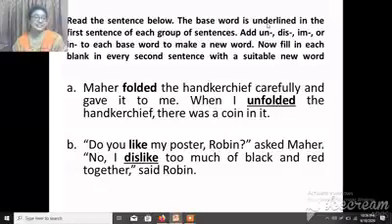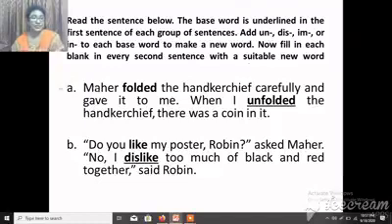Alright? Now, read the sentences below. The base word is underlined in the first sentence of each group of sentences. Add un, im or in to each base word to make a new word. Now, fill in the blank in every sentence, the second sentence actually, with a suitable new word.